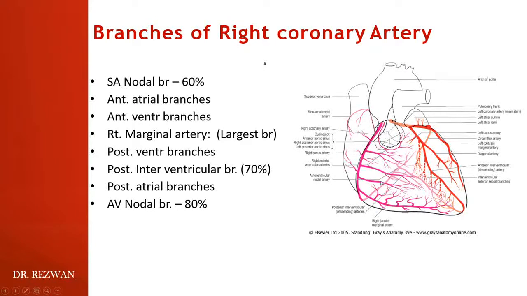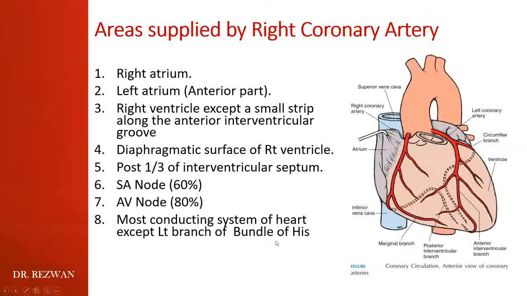And also posteriorly it is giving the atrial branches, called the posterior atrial branches, and the AV nodal branches, which is about 80%. That means the AV node is having blood supply mainly from the right coronary artery. Now what are the areas supplied by the right coronary artery?